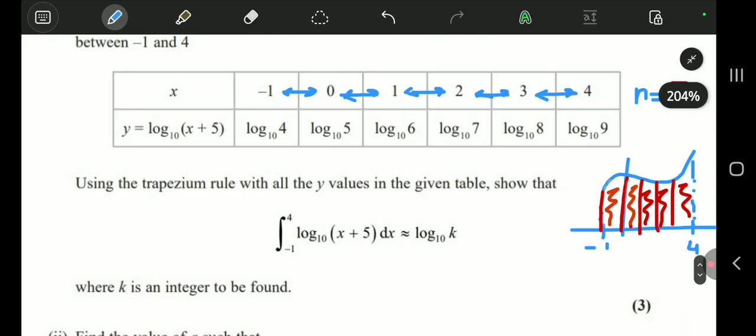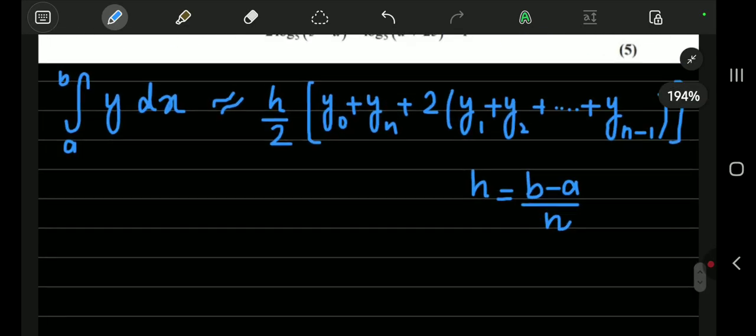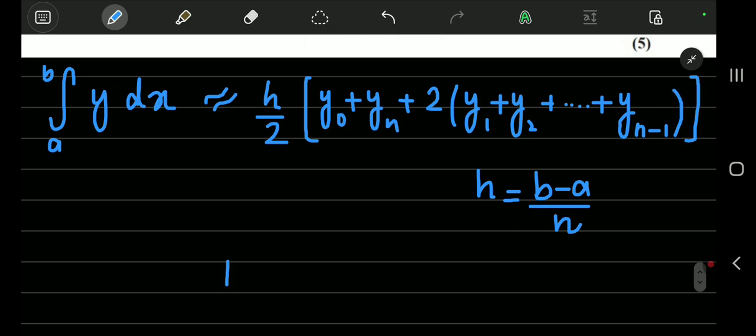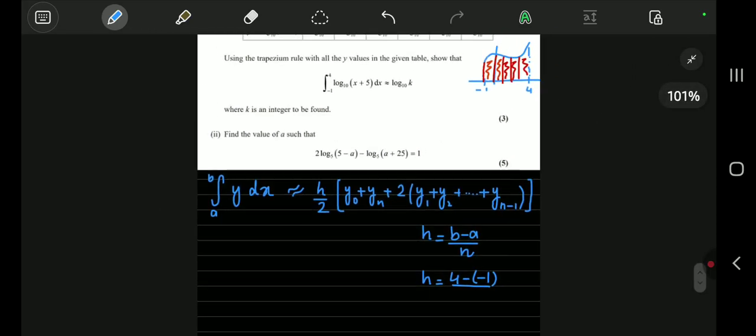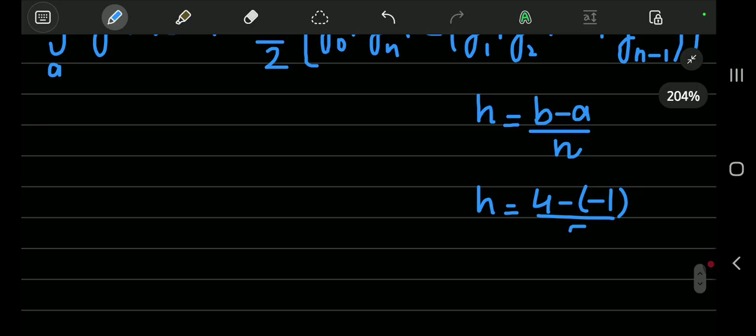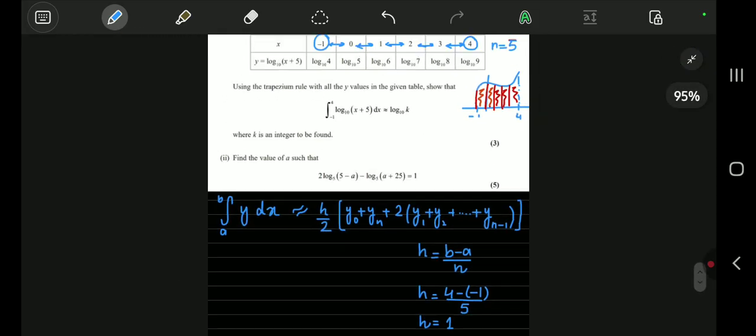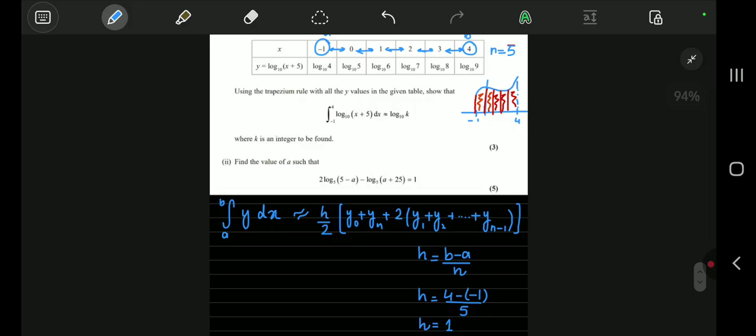So when n is 5, what do we do? b minus a. What is b? This is the x value, this value is b, this is a. So 4 minus -1 over 5. So we'll find h to be 4 minus -1 over n, which is 5. So this we will get to be 1. Okay, this is h.